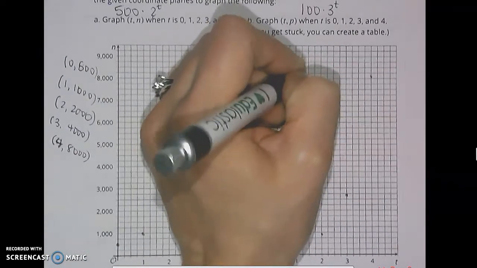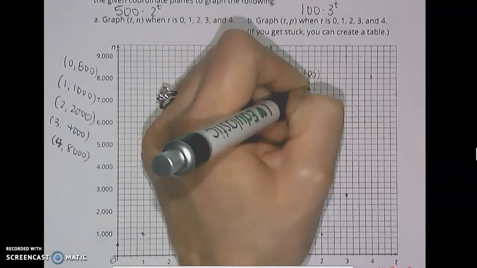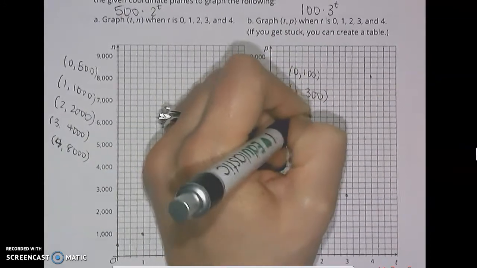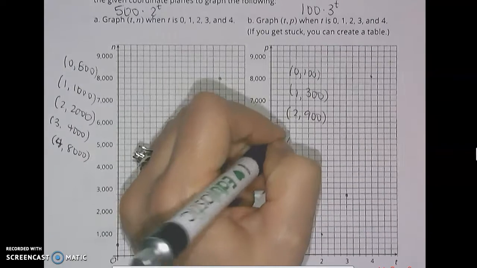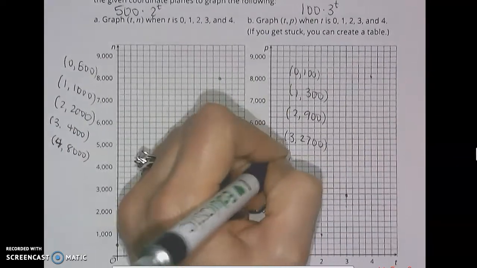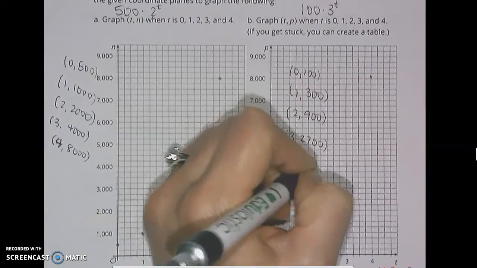Okay, and again, you could have those same points as well. So again, we had 0, 100. 1, 300 because it triples each time, 2, 900, 3, 2,700, and then after 4 hours it was 8,100.